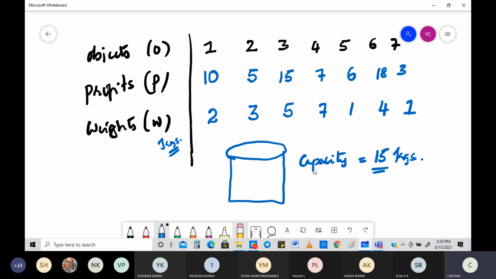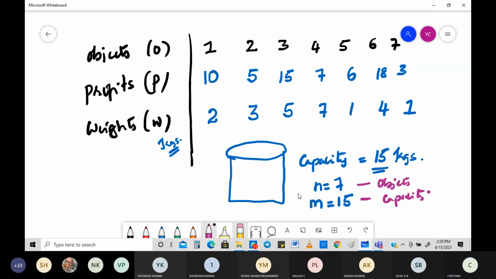So what is the other way of talking about it? The number of objects n is given as 7. The maximum capacity m is given as 15. Be careful with these words. This one talks about the number of objects. This one talks about the capacity. This is what they have given.